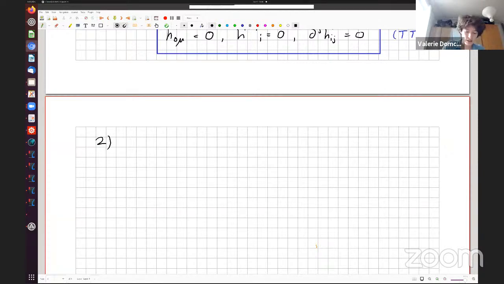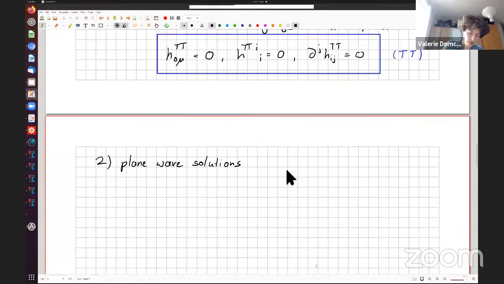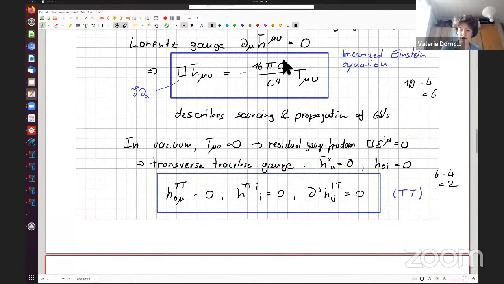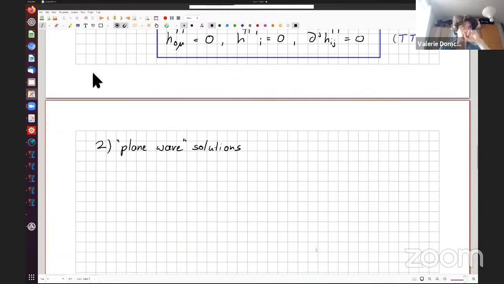So we now want to study plane wave solutions, in quotation marks, in analogy to electromagnetism. So we're looking at solutions to this equation here and trying to understand their properties. And we want to do this in vacuum, so we want to set T mu nu equals 0. So we'll be studying essentially the propagation of free gravitational waves.